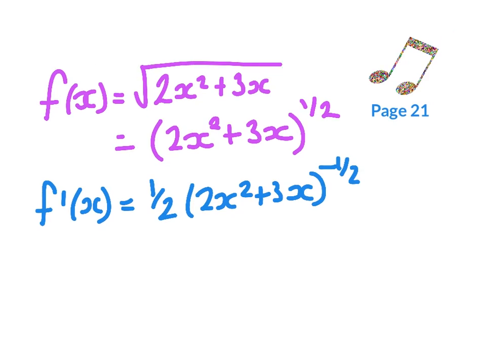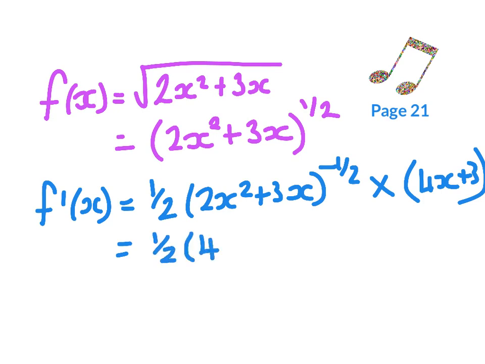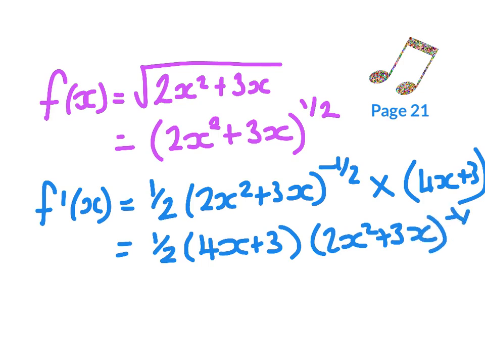Now at this point I'm going to look at the inside of the bracket, and I'm going to multiply by the derivative of that. So I've got 2x squared, which will differentiate to 4x, plus 3x, which differentiates to 3. And I'm now going to combine this together. So I've got a half of 4x plus 3 multiplied by 2x squared plus 3x to the power of negative a half.